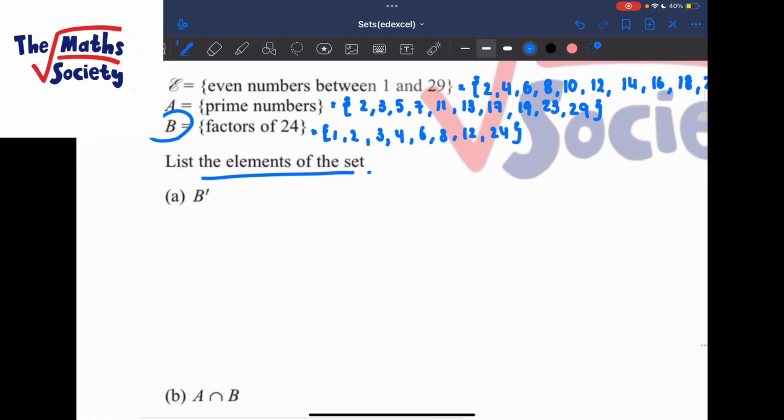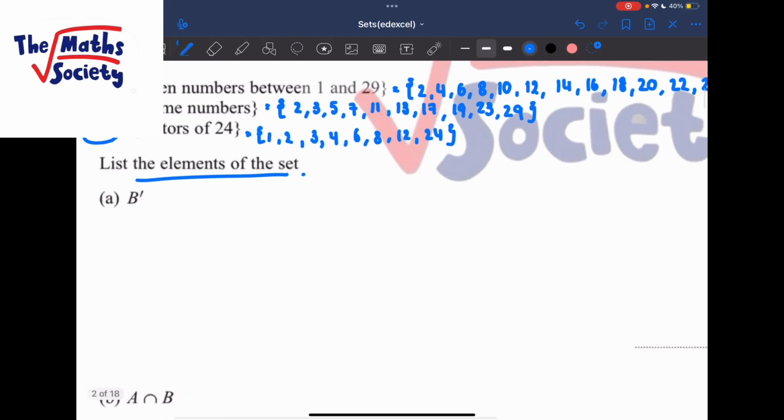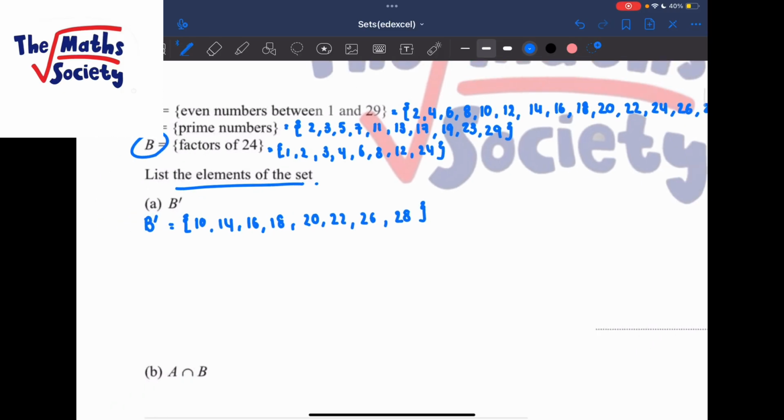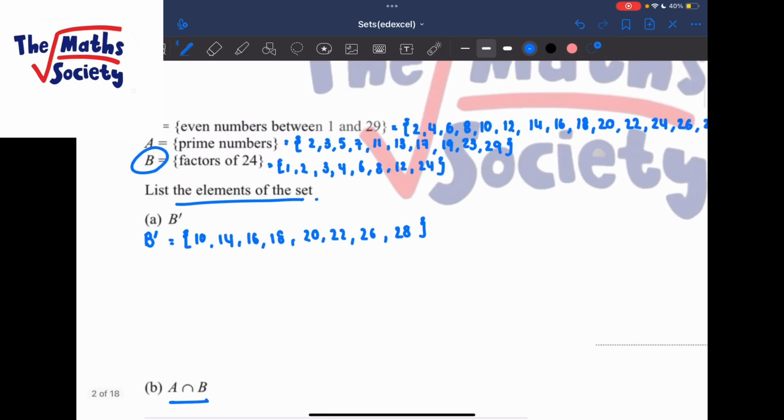That would be it. It says list the elements of the set. So B prime, so anything that is not in B. So that would be in the universal set, but not in B. So we know that it would be 10, 14, 16, 18, 20, 22, 26, and then 28. So that's B prime.